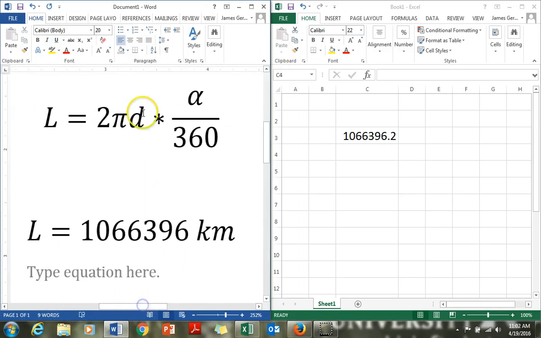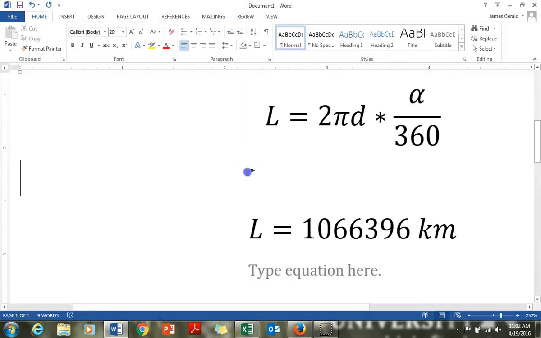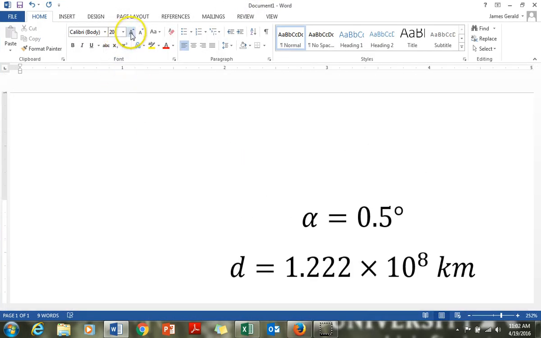Accidentally magnified. See if I can get out of that.